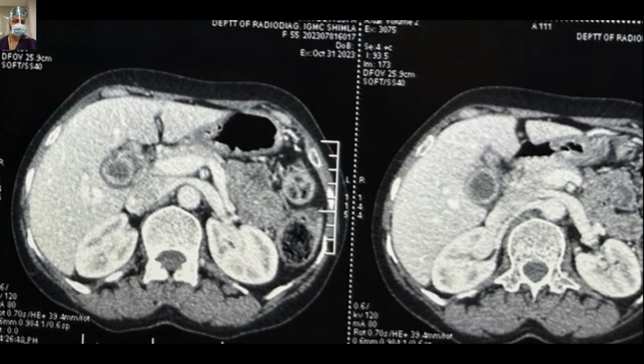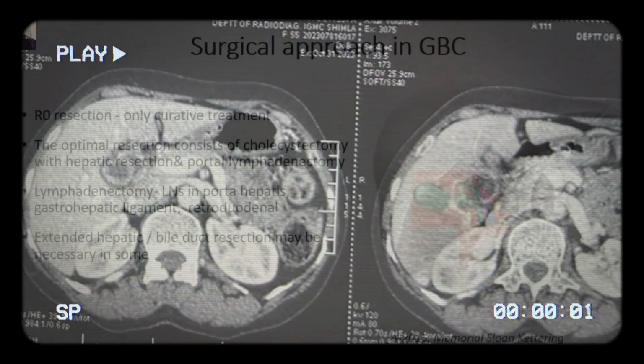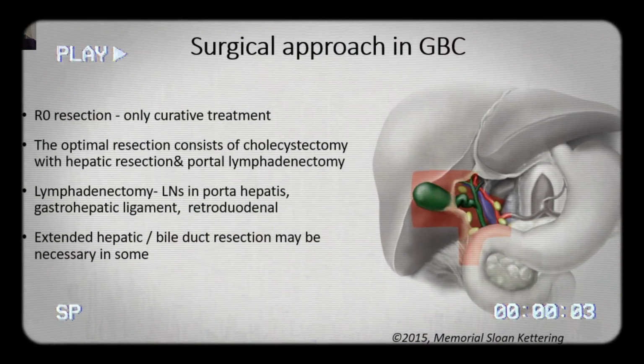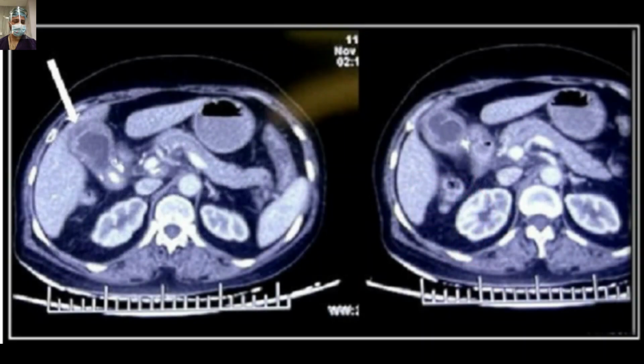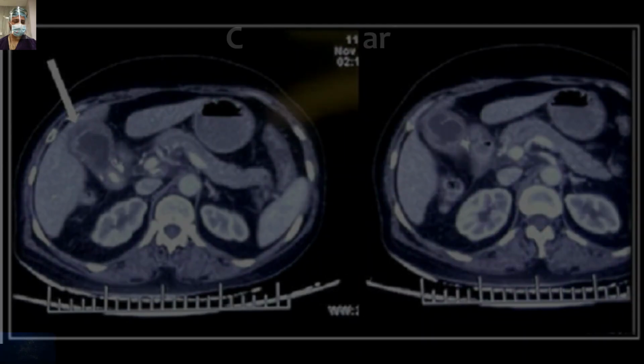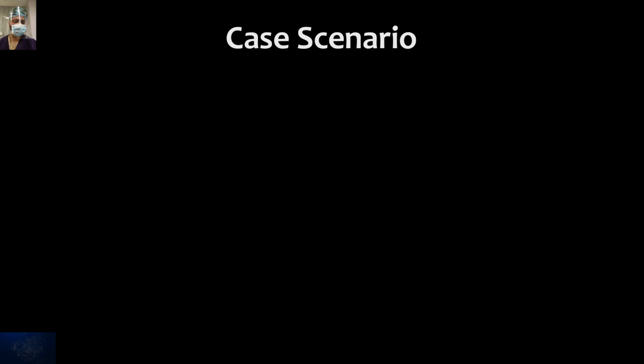First, we will give you a case scenario, then we will give you the imaging findings, then you have to make a plan for this patient, and then we will share our management plan at the end of this video or as a separate video.